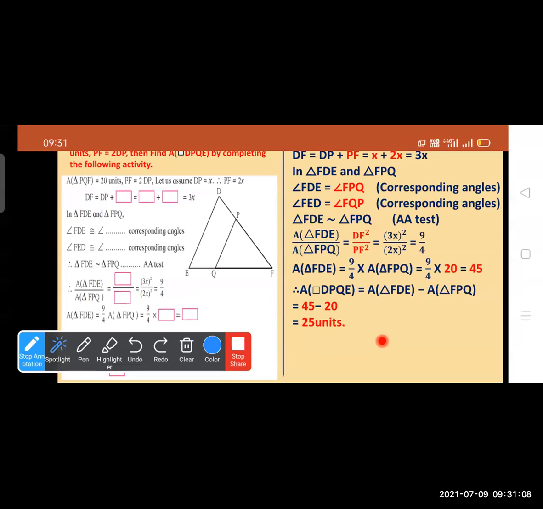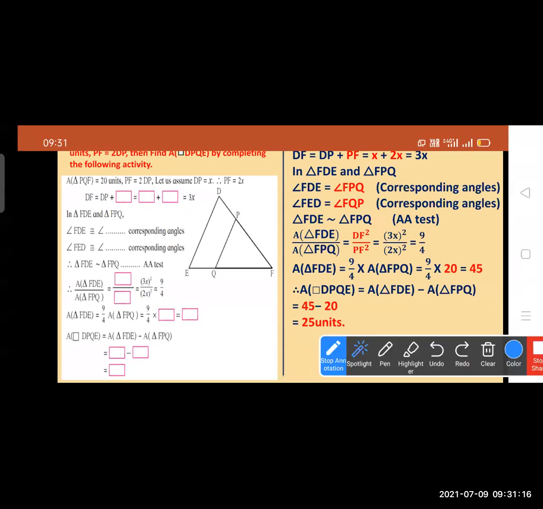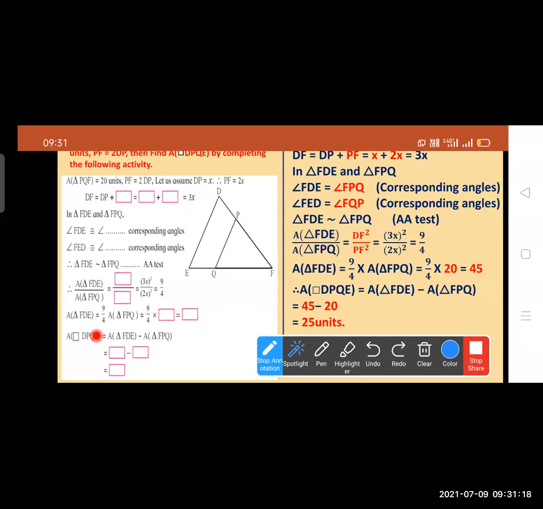Okay, this is a little bit complicated, so let me explain this question again. This whole part is given. They say consider DP is equal to X and PF is 2 times, so this becomes 2X. Here we write DF is equal to DP plus PF. In the first box we write DF: DP is X and PF is 2X, so we get 3X.